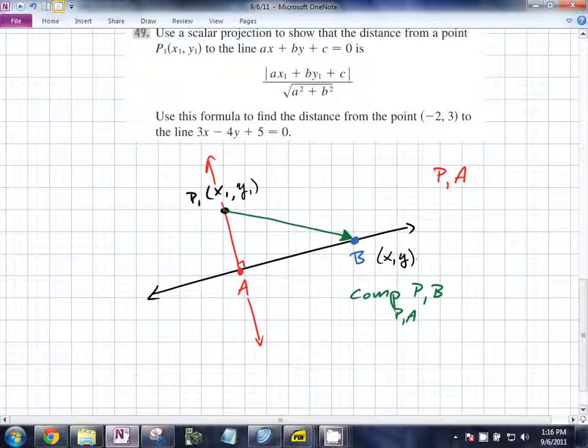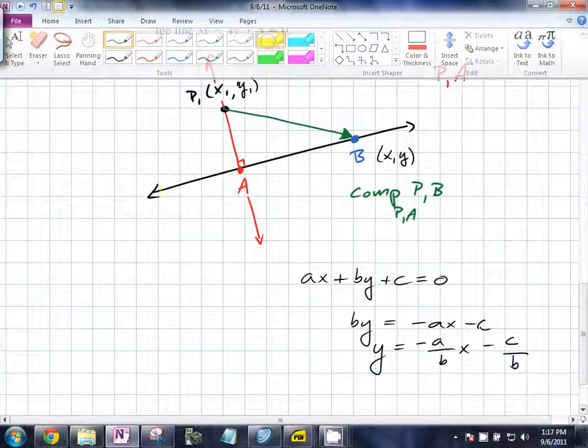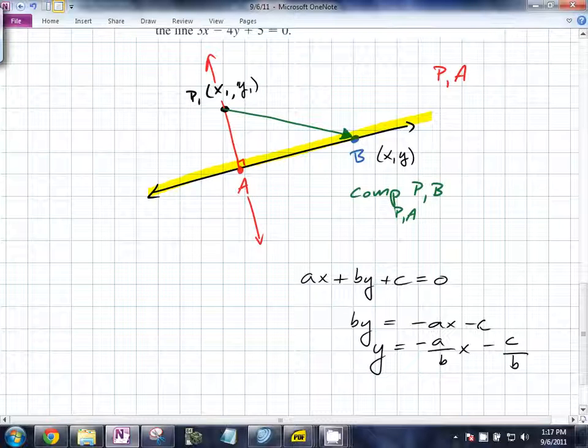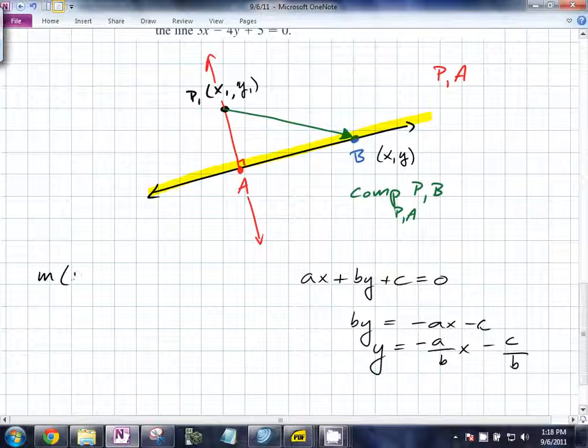So I found the vector. You agree with that? The slope of this line right here is negative A over B. We're okay with that? Yeah. Two lines are perpendicular in two space if the product of their slopes is negative 1, right? So therefore what's the slope of P1 to A? B over A, exactly. B over A. Awesome, awesome.